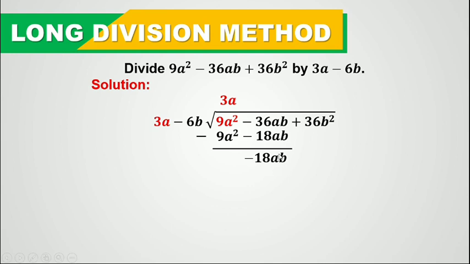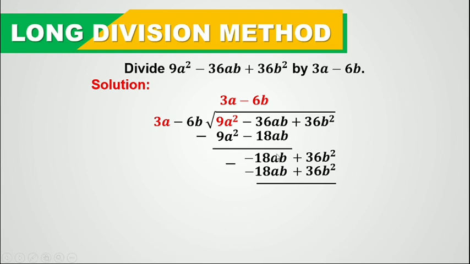And then let's bring down 36b squared. After that, we're going to divide the first term, this one, by the first term of the divisor. So negative 18ab divided by 3a, that's negative 6b. And then negative 6b times 3a, that's negative 18ab. And then negative 6b times negative 6b, that's positive 36b squared, because negative times negative is positive. And then let's subtract them.